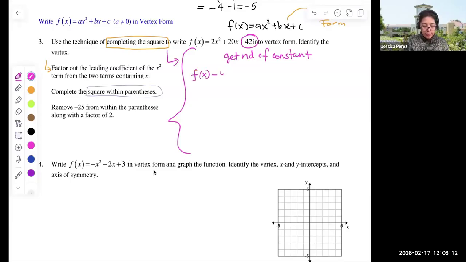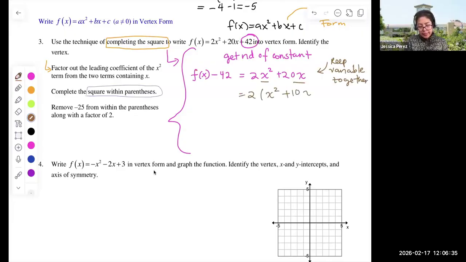f of x minus 42 is equal to 2x squared plus 20x. Now all the x's are on a single side. See how I keep the variables together on one side. That's what I do. Now I factor out a 2, then I'm left with x squared plus 10x.